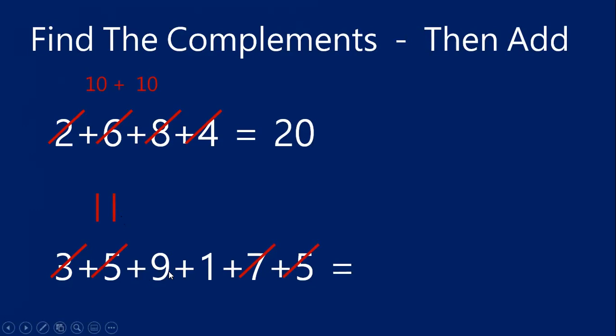9 and 1 make 10. Let's mark off the 9, mark off the 1, and put the little dash mark up here. Now we've accounted for all of the numbers. We've simplified the equation down to 1, 2, 3 sets of 10.